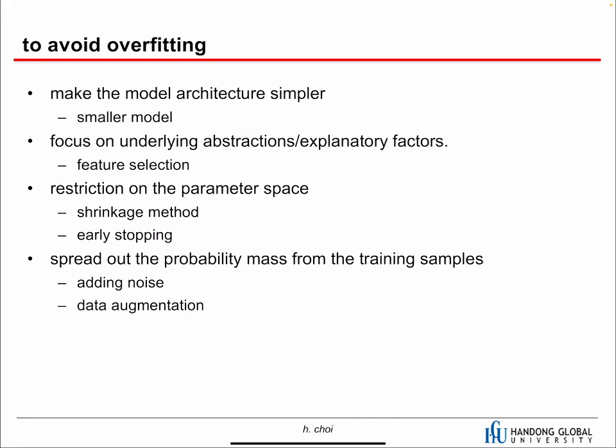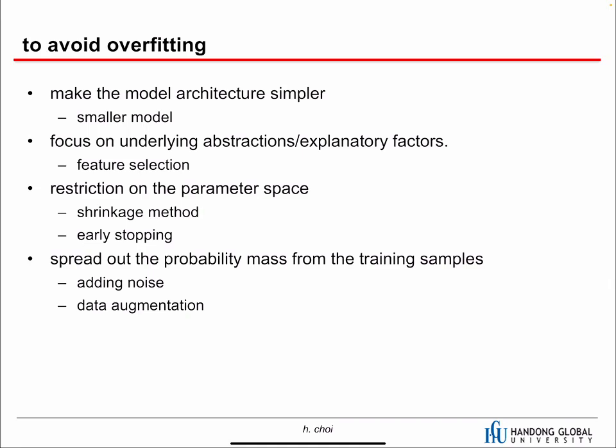First, we can make the model architecture simpler. If we increase the model complexity, then there is a potential to have overfitting. So we can have a small model. But if the model is too small, then it cannot learn good patterns. So that is another problem. We have to find the proper size of complexity.